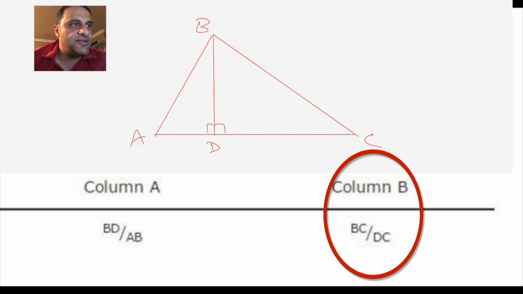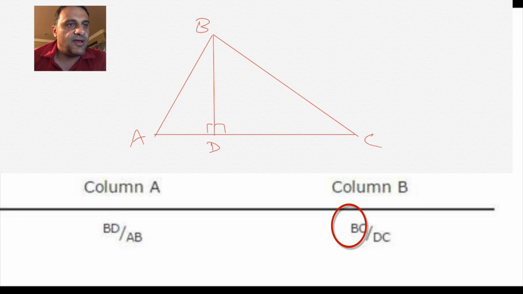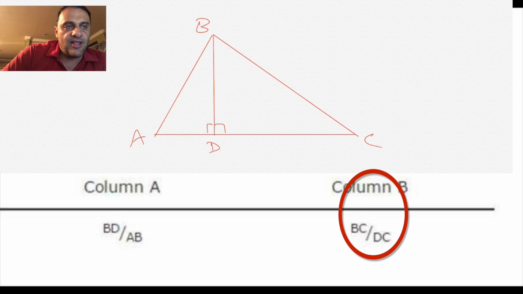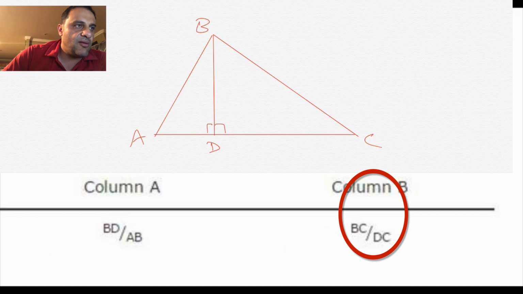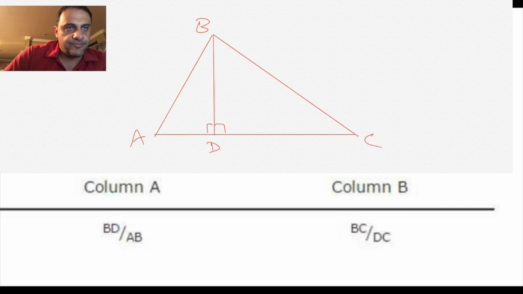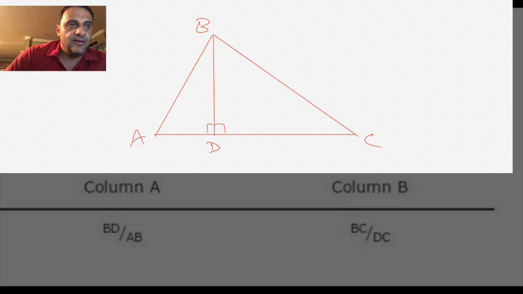So for the number BC divided by DC, the numerator is the hypotenuse, and the numerator has to be bigger than the denominator. Then the number has to be greater than 1. So column B would be bigger than 1. Now let's compare column A and column B. We determined that column A has to be some number that's lower than 1, and column B has to be some number that's greater than 1. So therefore, column B is greater than column A.